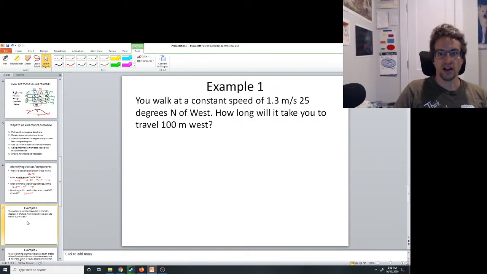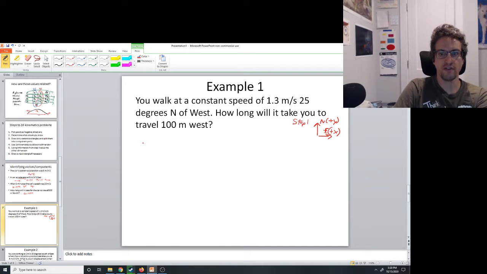First one. You walk at a constant speed of 1.3 meters per second, 25 degrees north of west. How long will it take you to travel 100 meters north, or 100 meters west? All right, so first off, I'm going to start out with north as positive y, and east as positive x, right? This is step one. I assume most of you will probably stick to that because that's our normal cardinal directions rule.